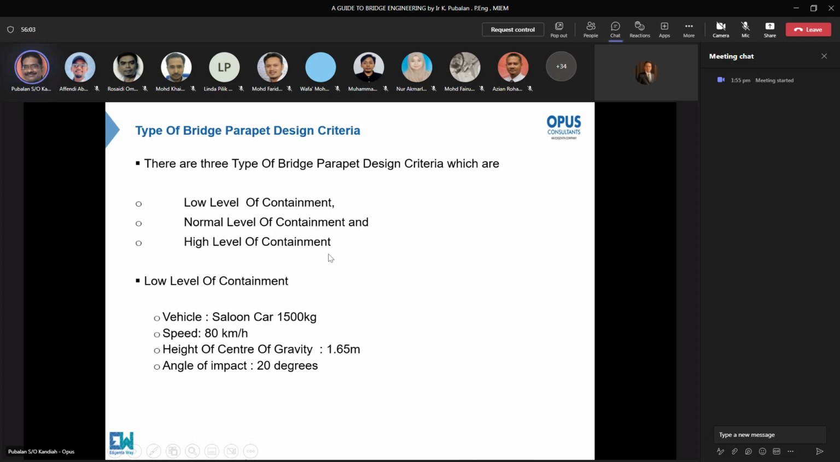Okay. Now we see what is low level of containment. Okay, I think there's a small typo error here. Low level of containment, I know is for a car which is about 800 kg, 800 kg, yeah. So I'll change it later. Angle of impact is 20 degrees.